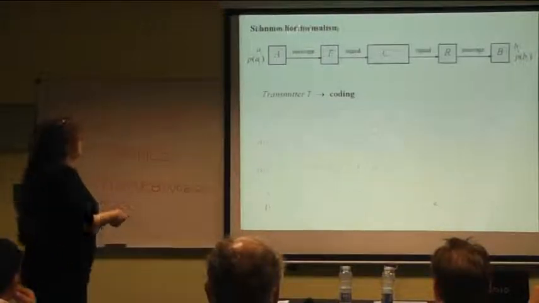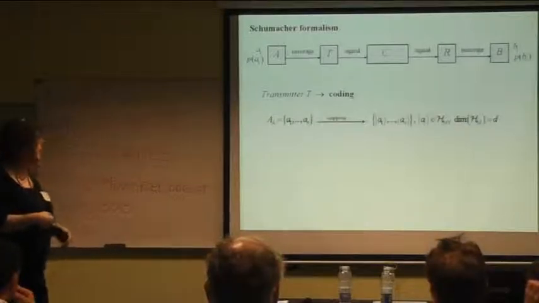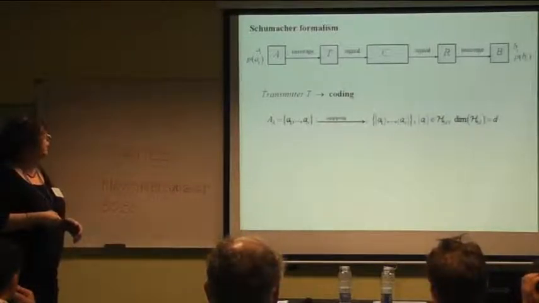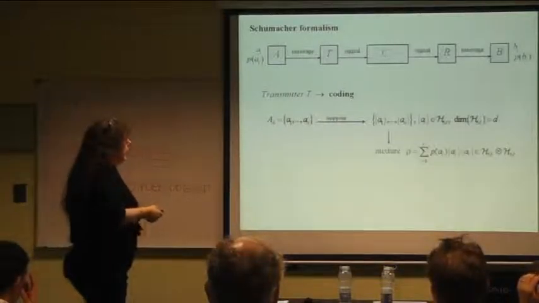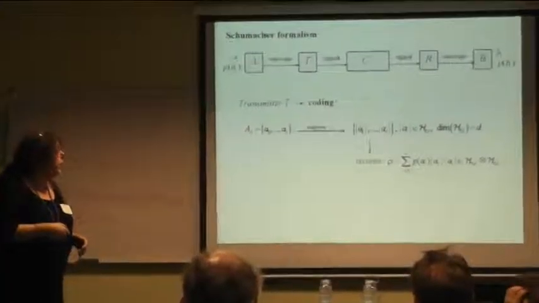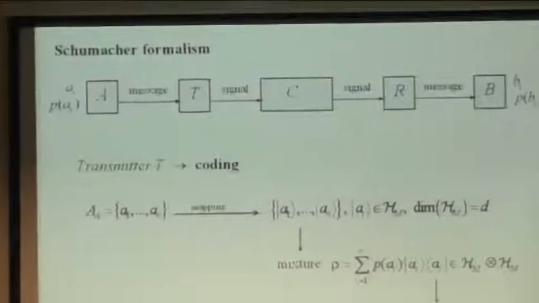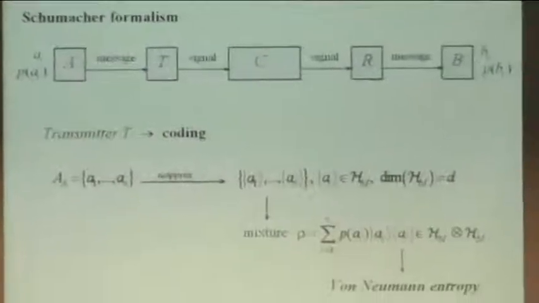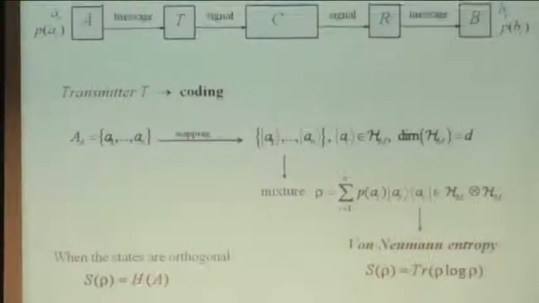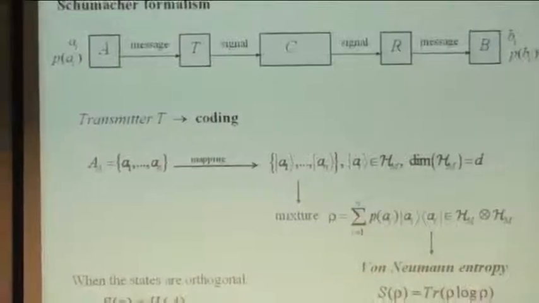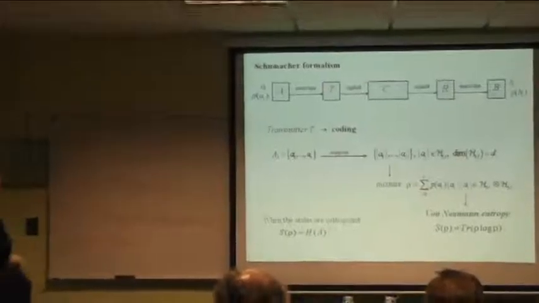In the particular case in which the code alphabet is binary, the relationship is more direct. This is something that we know. And we know that in the Schumacher formalism, coding is different because the mapping is between the states of the source and certain quantum states that don't need to be orthogonal, and so we can make the mixture in this way, such that we can compute the von Neumann entropy. Only in the case that the states are orthogonal does the von Neumann entropy have the same value as the Shannon entropy.